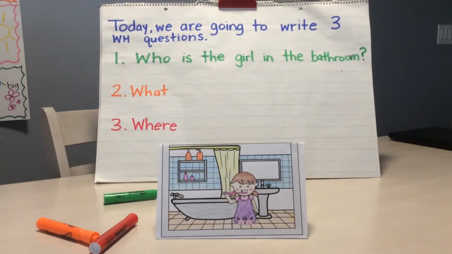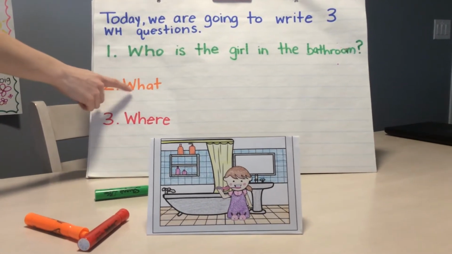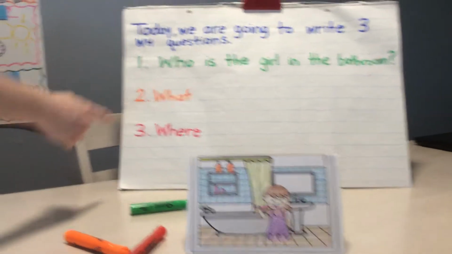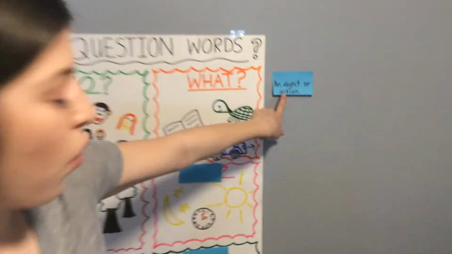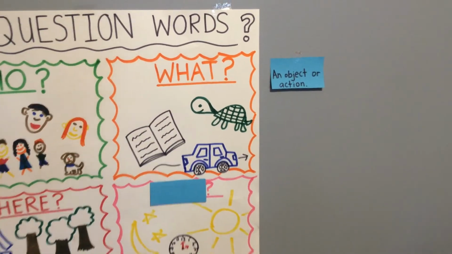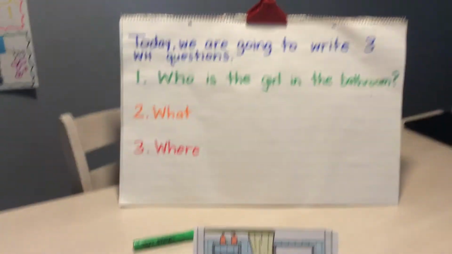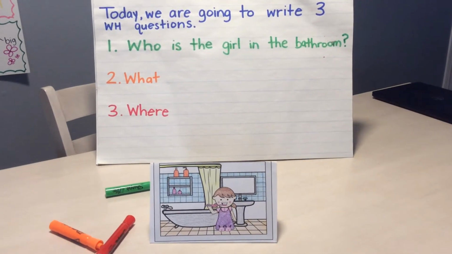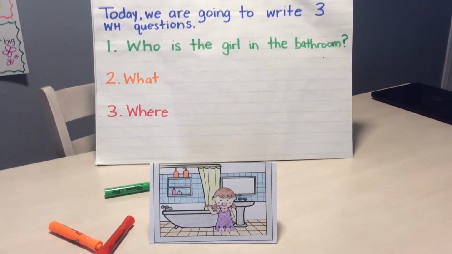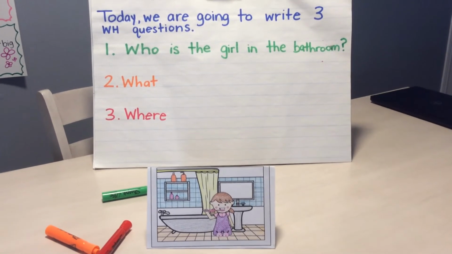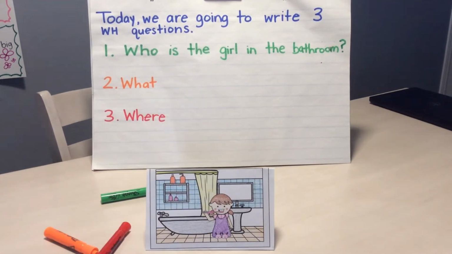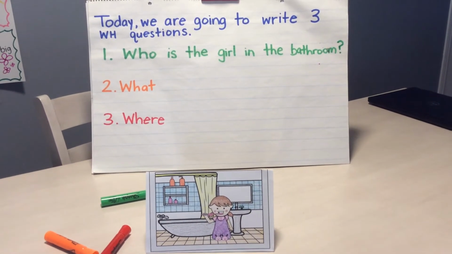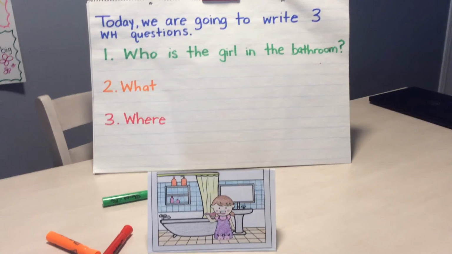Okay, we're going to go to number 2. Number 2 is, do you know what word that one is? What. Remember, what is an object or action. We're going to look back at our picture, and I want you to think about a question we can ask with what. Something that has to do with the object or the action. I'm going to ask a question about the girl. I'm going to ask, what is she doing in the bathroom?